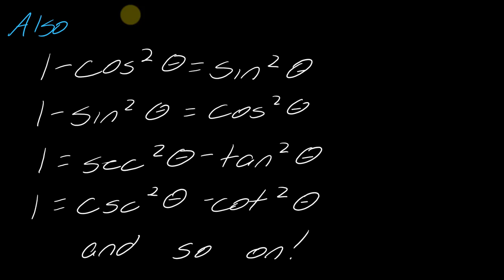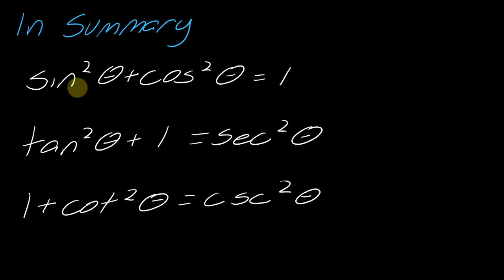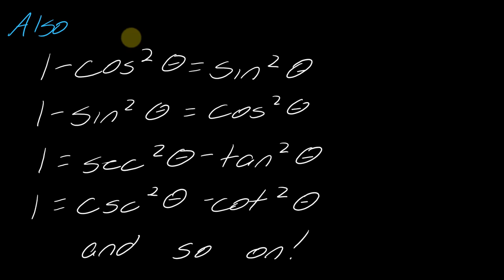So for instance, if I subtracted cosine, 1 minus cosine squared equals sine squared, or 1 minus sine squared equals cosine squared. So maybe I'll just go back to the first list. These two can be derived by just subtracting either sine squared or cosine squared, right? So you have to be able to identify these as well. And then just other manipulations I can do, like 1 equals secant squared minus tangent squared, or 1 equals cosecant squared minus cotangent squared.